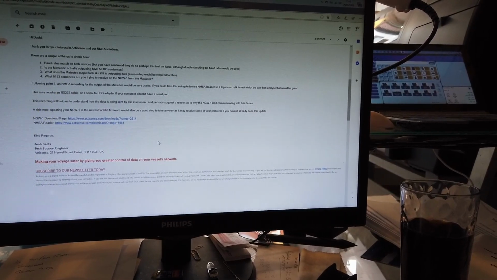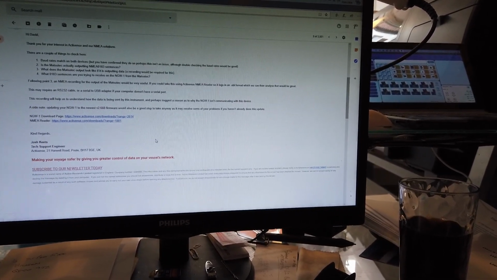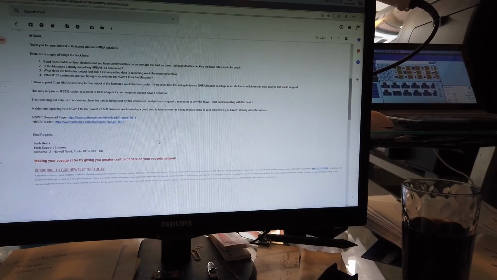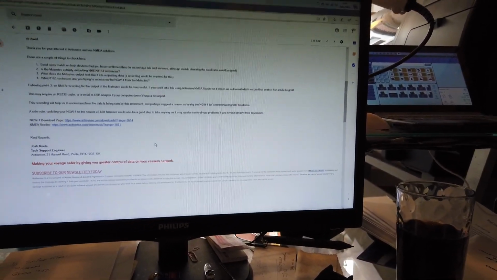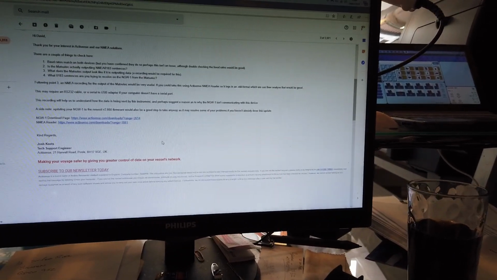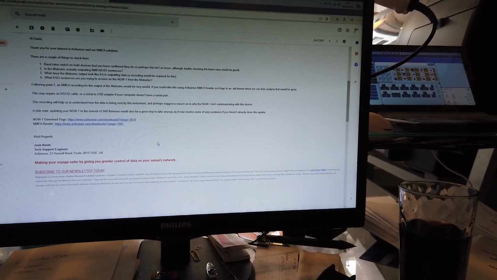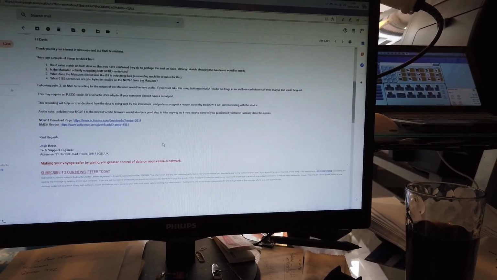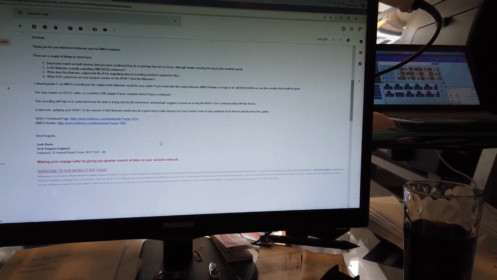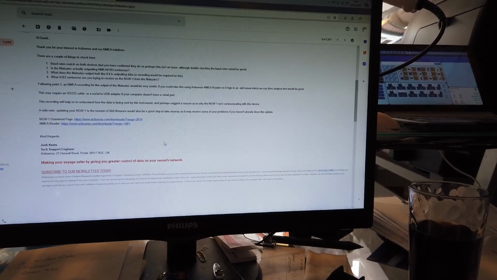They want to know what the Matsutec is actually outputting, whether it's outputting NMEA 0183 sentences. Well, again, the Matsutec book says it does. And I am getting voltages coming out, so that's saying it is sending something. They want to know what the Matsutec output actually looks like, so that means I've got to record the data.